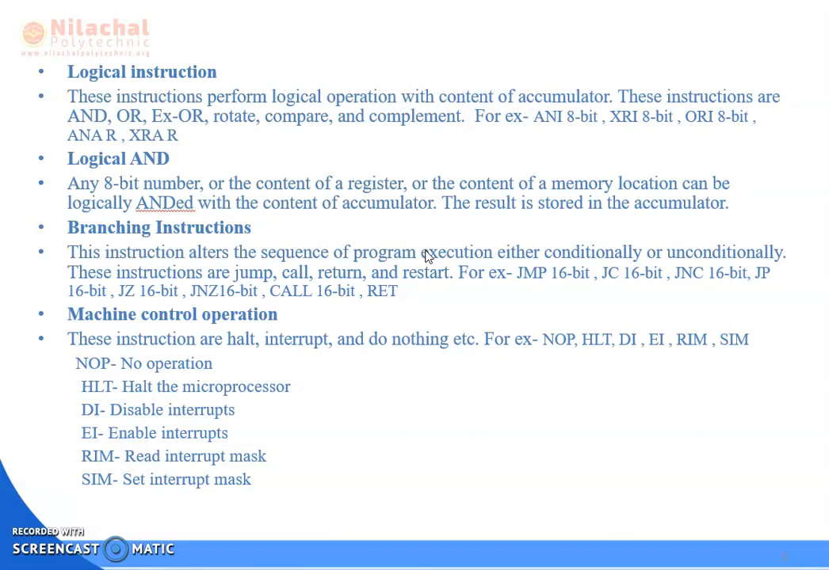Next, machine control operation. These instructions are halt, interrupt and do nothing, etc. For example, NOP, HLT, DI, EI, RIM and SIM. So NOP stands for no operation. HLT stands for halt the microprocessor, that means to stop the microprocessor.